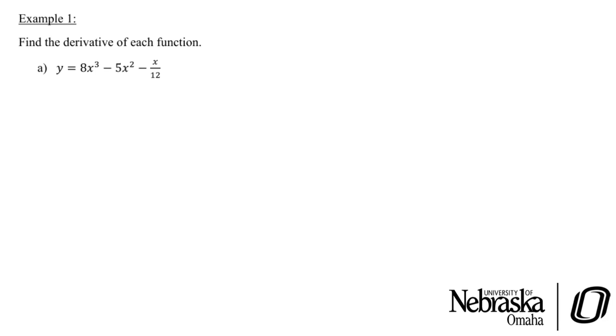So for this example, y equals 8x cubed minus 5x squared minus x over 12. Just for clarification, we could write this as minus 1/12 x. Excuse me, this should be 1/12 x. Then we're going to take the derivative of this polynomial. So when we take the derivative, y prime, we multiply this exponent in front. So we would have 8 times 3, and then we decrease the exponent by 1. Subtract 1 from the exponent. And we're going to do that for each term individually.